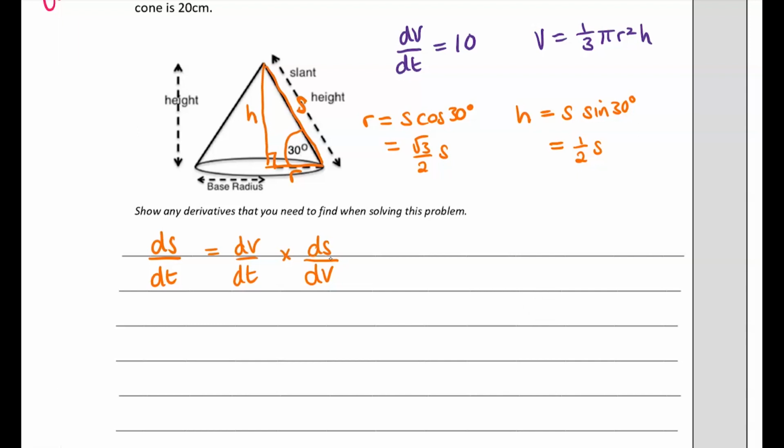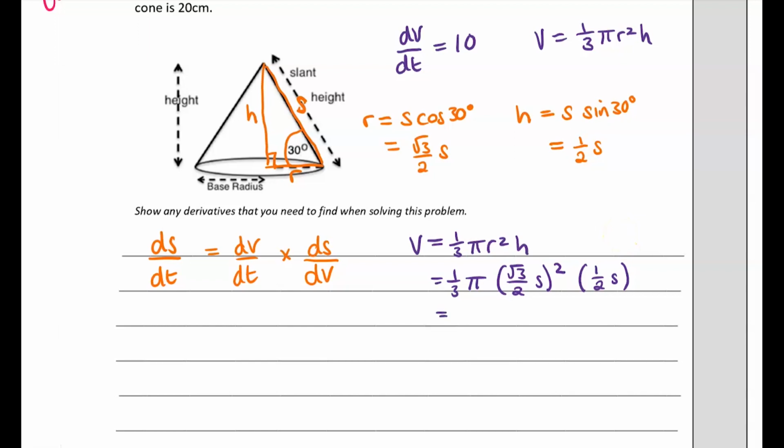Okay, so if the volume is equal to 1/3 pi r squared h, well, that will be 1/3 pi. Well, r we've just seen is this thing here in terms of s, so that will be √3 over 2 s squared, and then h is half s. So h in terms of s we got from this over here. So that was using our Pythagoras. Now we do have v in terms of s.